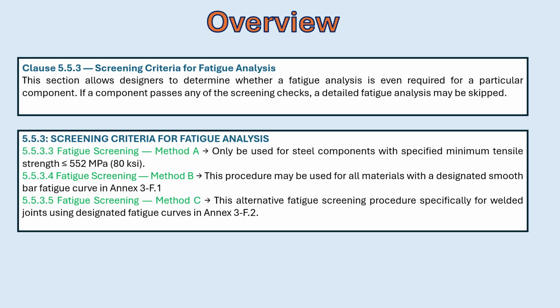Method A can only be used for steel components with a specified minimum tensile strength of less than 80 ksi and a different loading condition as well. Method B is the most used. This procedure may be used for all materials with a designated smooth bar fatigue curve mentioned in Annex 3F1. Method C is mainly for welds.